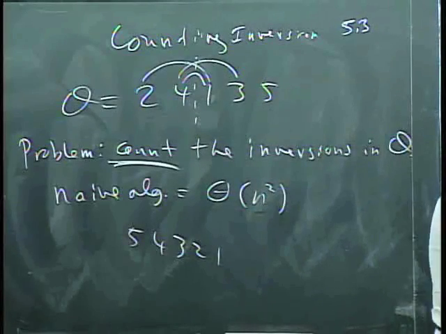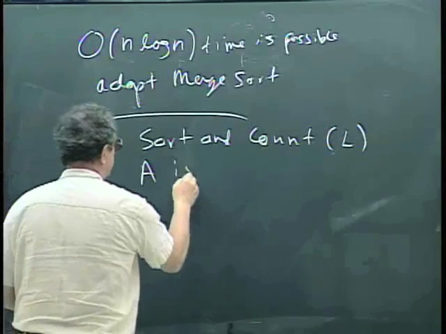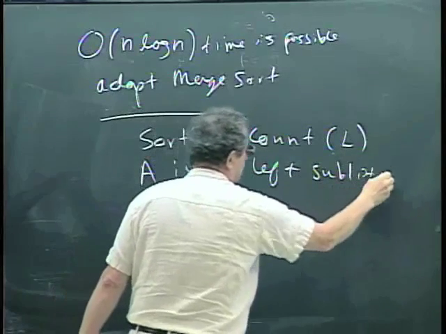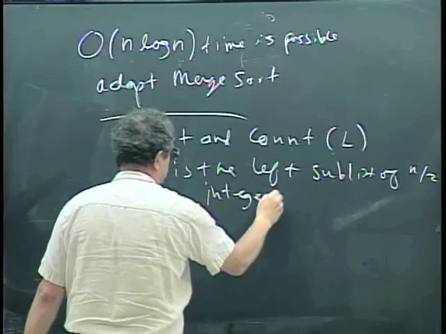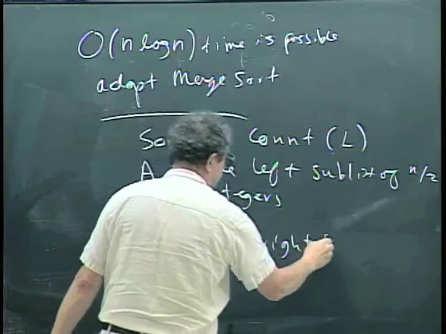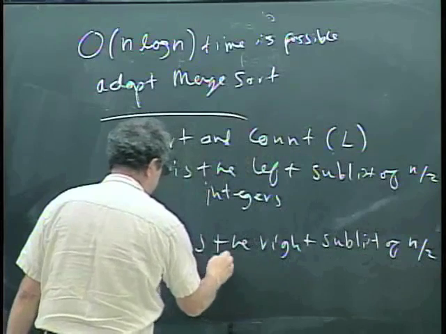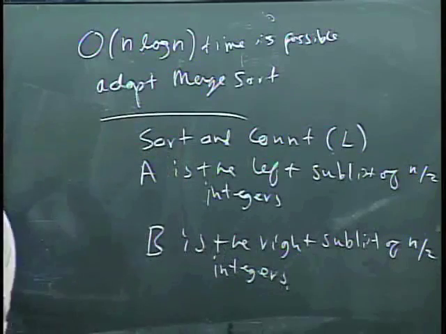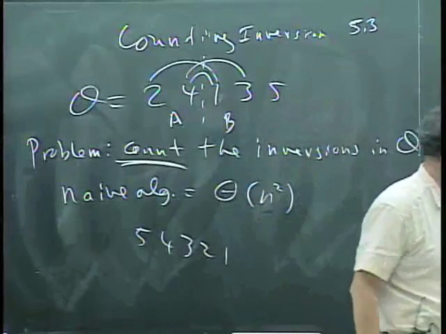So we'll want to divide the list so we have the left-hand side and the right-hand side. We don't need to give them different names, but the book does. A is the left sublist of n over 2 integers, and B is the right sublist of n over 2 integers. So this division, obviously, can be done in constant time because you're just saying, okay, this is my one sublist, the second sublist, okay?